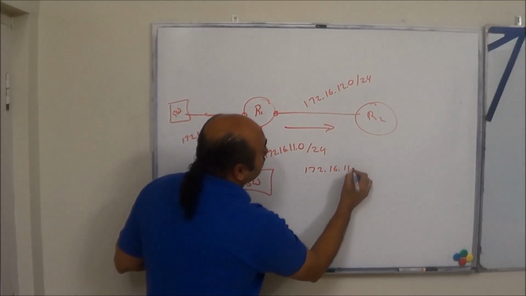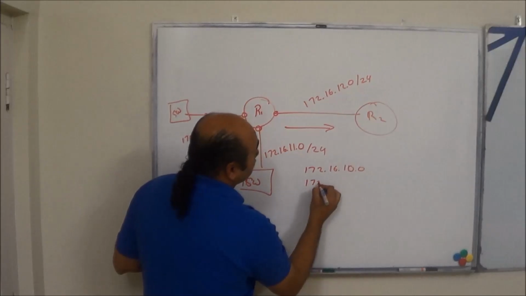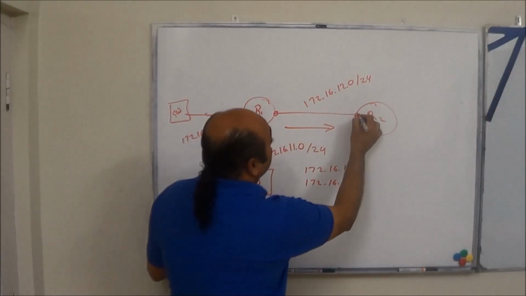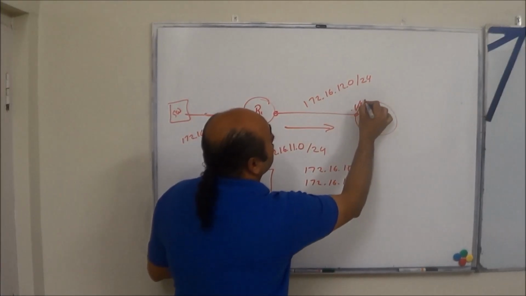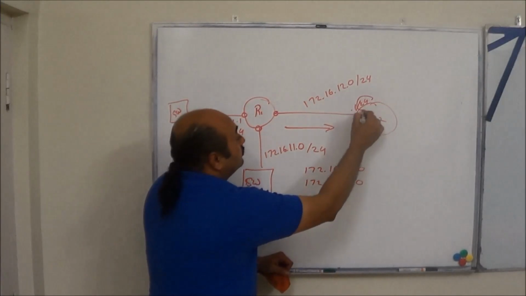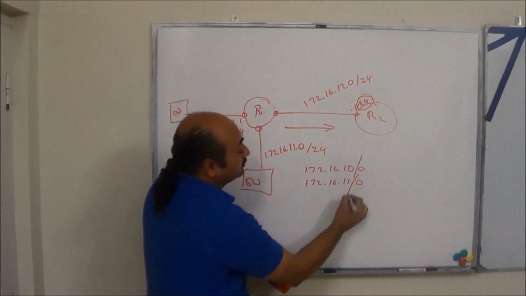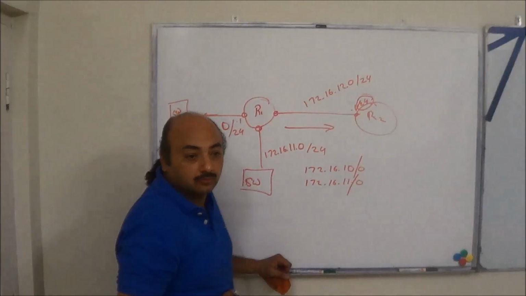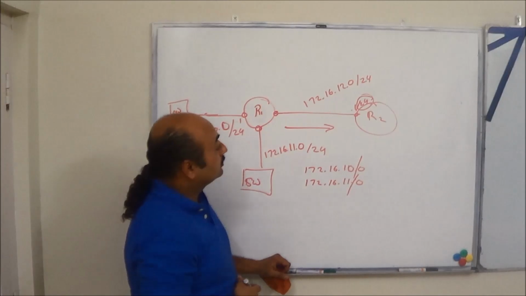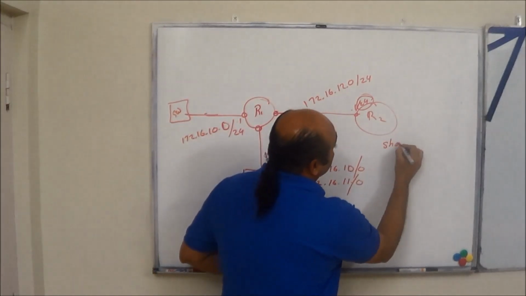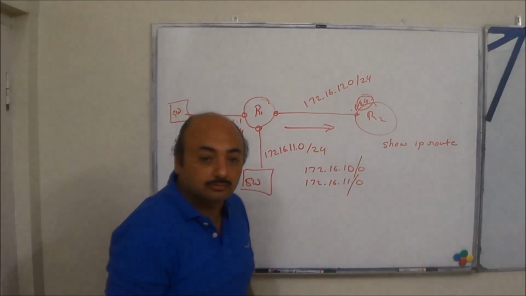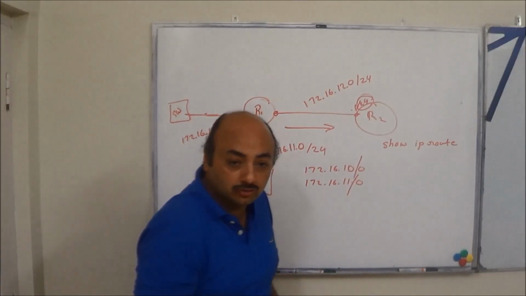So what goes here? 172.16.10.0 and 172.16.11.0 goes there. And what is configured here? /24. So this 24 is used to identify where exactly the network portion is and where exactly the host portion is. With this information, if you do the show ip route on this, what will it show?